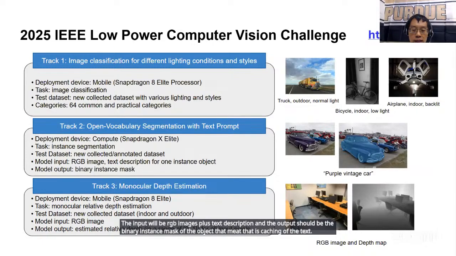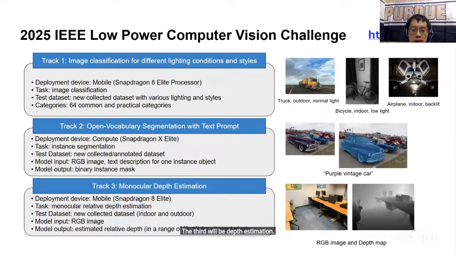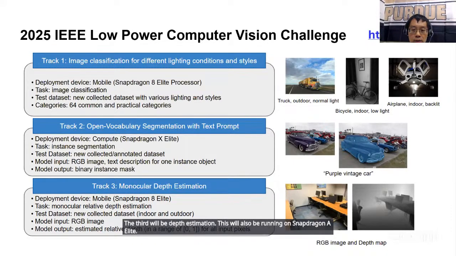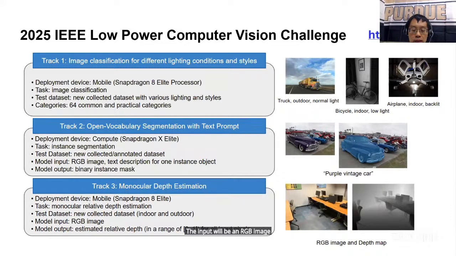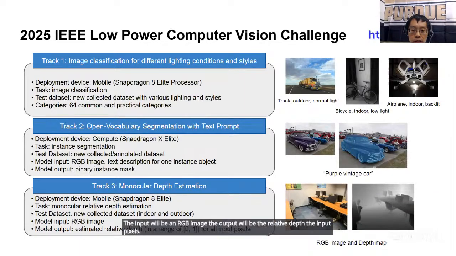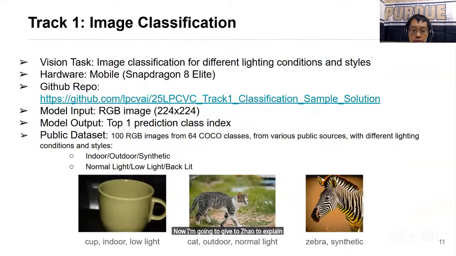The third will be depth estimation. This will also be running on Snapdragon 8 Elite. The input will be an RGB image. The output will be the relative depth from the input pixels. Now I'm going to give it to Zihao to explain track 1.